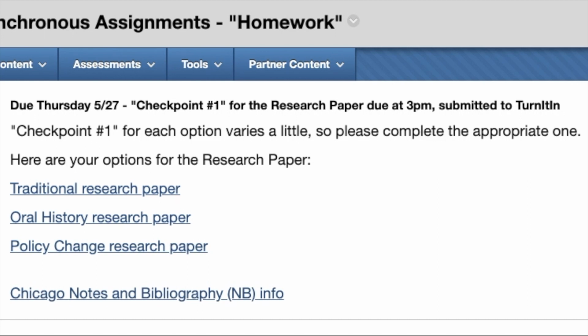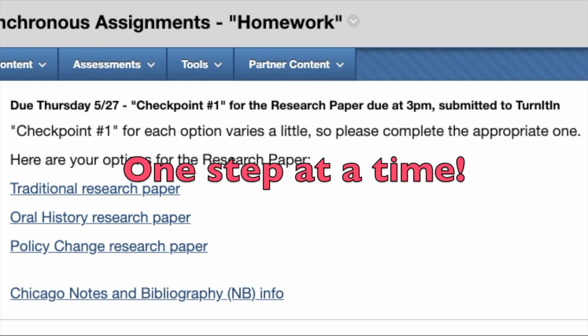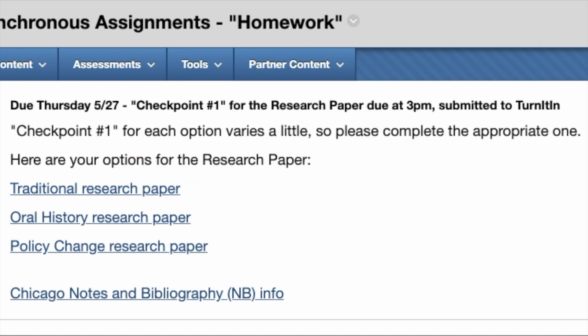They will also be added to the weekly plan for each week. Along the way, we will go over the different steps. So I don't want you to think of this as writing a research paper. Just think of it as meeting the checkpoints along the way, and then the final step will be the writing of the research paper.